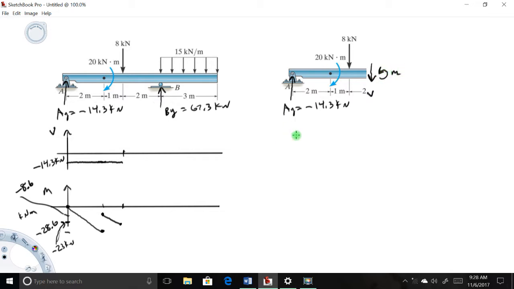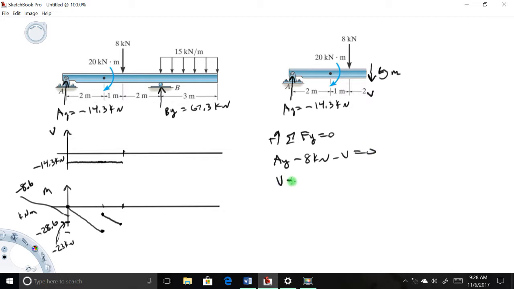Okay, force equations. Sum of all forces in the y direction equals 0. I usually just conform and do up positive most of the time. So we're going to have plus AY, and again, that's because of the direction of that force in my free body. Minus 8 kilonewtons for this force vector. Minus the shear force, that's it, equals 0.